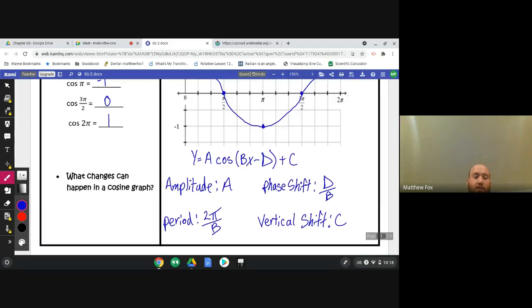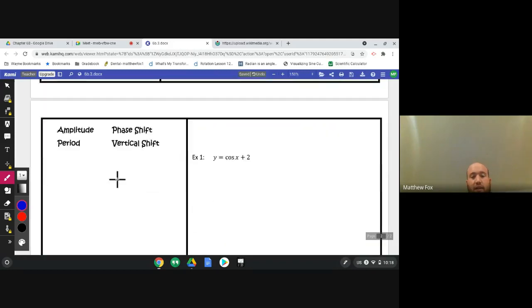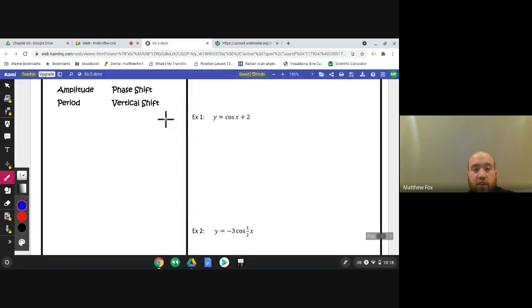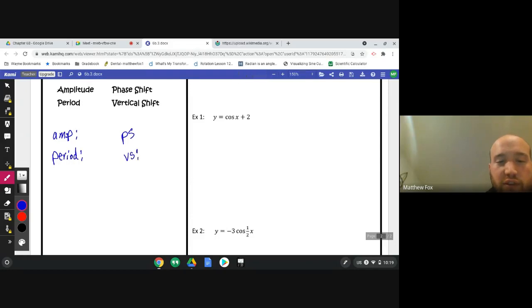So today, we're just going to graph 3 examples. Whenever we're doing this, in my opinion, it's nice to just list our 4 things and decide what is going on. So we have our amplitude, our period, there's a phase shift, and is there a vertical shift? And we want to decide what is happening.